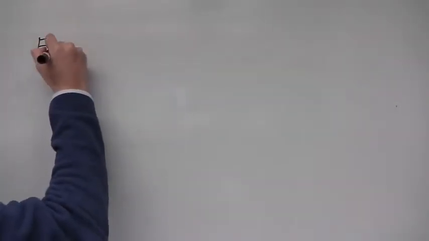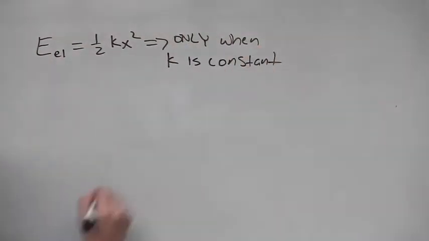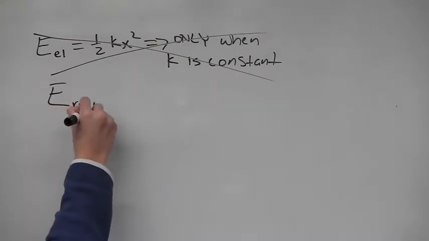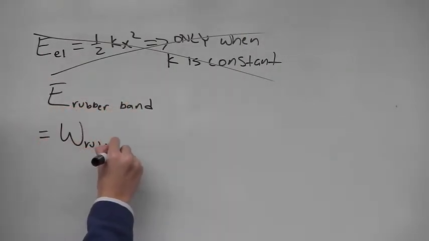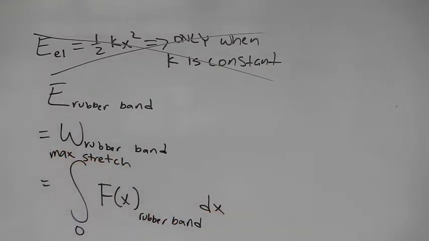The elastic energy equation 1/2 kx squared only works when the k is constant, and that's very rare in real life. So to find the energy of the rubber band, which is the same thing as the work done by the rubber band, we need to find the integral of the function of the rubber band's force from 0 to the maximum stretch of the rubber band during the launch.